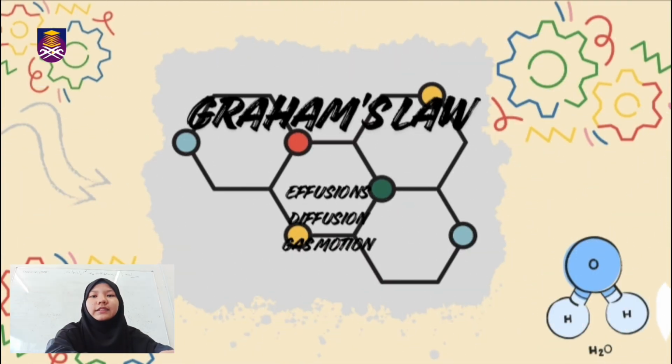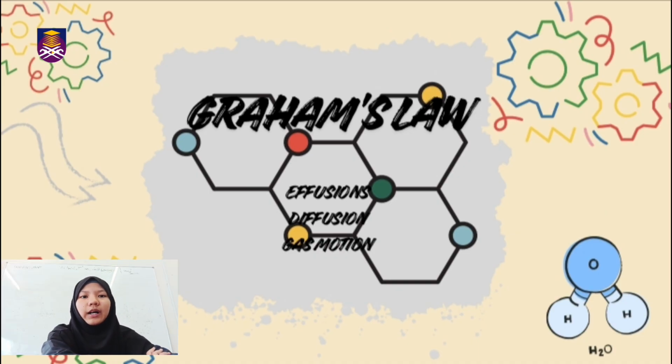Hello, my name is Aileen Sophia and I'm from AS1241C, and today I'll be covering the subtopics Graham's law, diffusion, gas motion, real and ideal gases, and also molecular speed. So let's go through what Graham's law is. Graham's law states that the rate of diffusion of a gas is inversely proportional to the square root of its molecular weight.